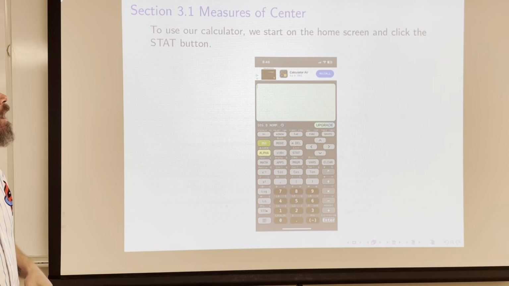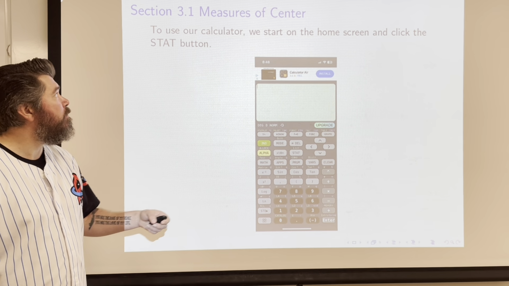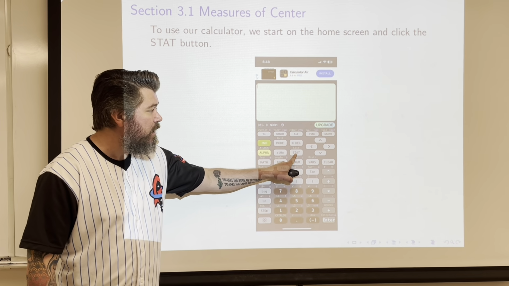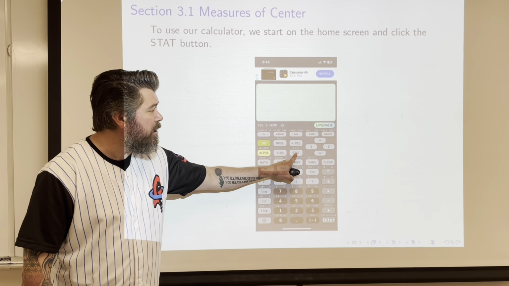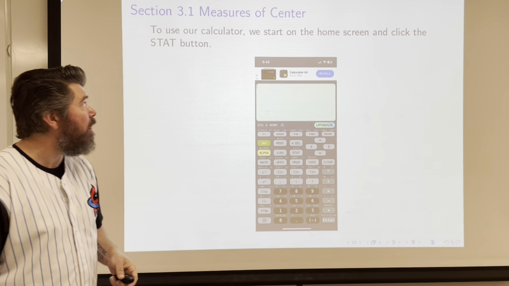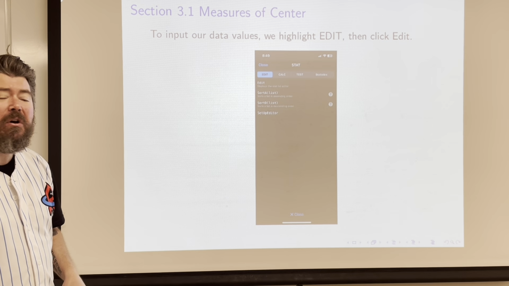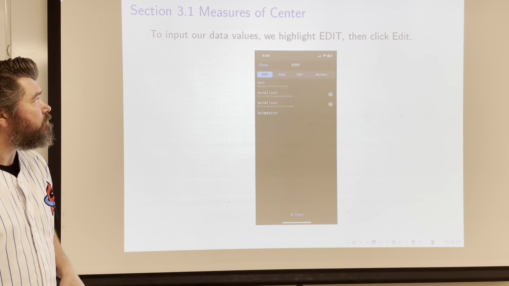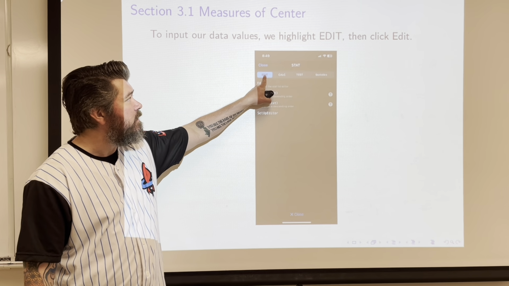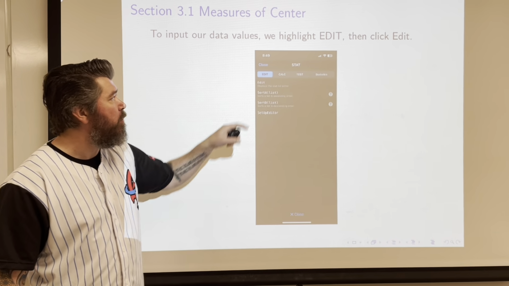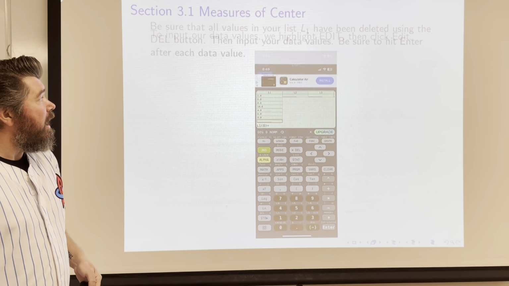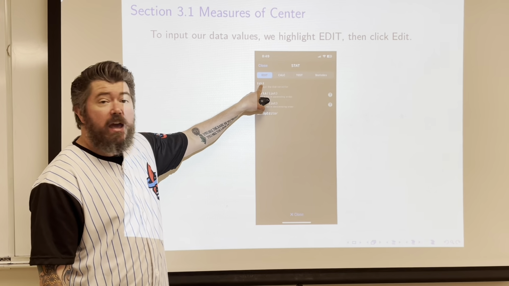So to use our calculator, we start on the home screen, and we start by clicking our stat button, which is somewhat in the middle here. So we'll see the button that says stat. We click our stat button, and now it will send us to a screen. We want to make sure that edit is highlighted here, not any of these. And we're going to click edit here.